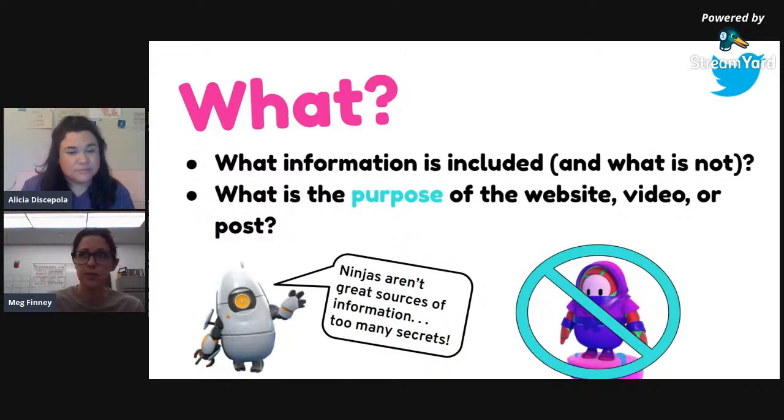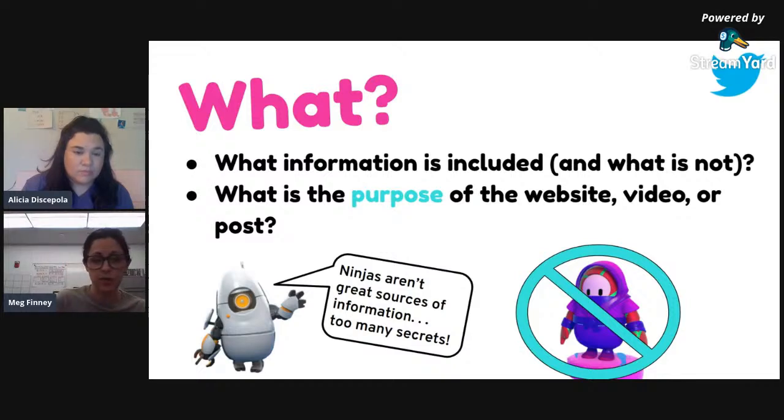So when it comes to what, we want to look at, obviously, what information is there. So if we're looking at a website, what information are we seeing on the page and what's not being included? So if you're doing a lot of looking around on the internet and you're noticing that maybe you found a website that only tells one side of a story or it doesn't really give you enough information to understand what they're talking about, you maybe want to put that one aside and find something that's a little more explanatory, has a little bit more to it.